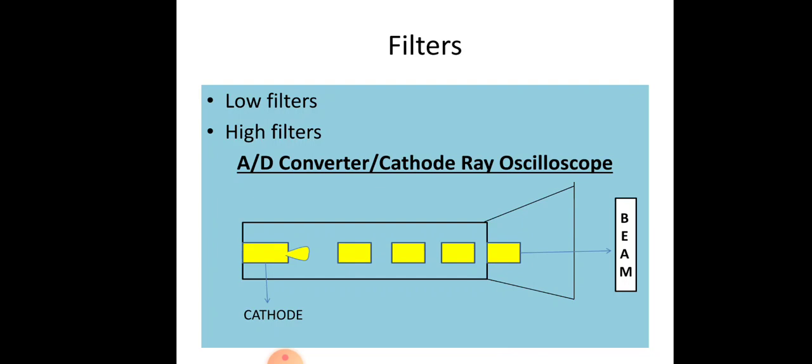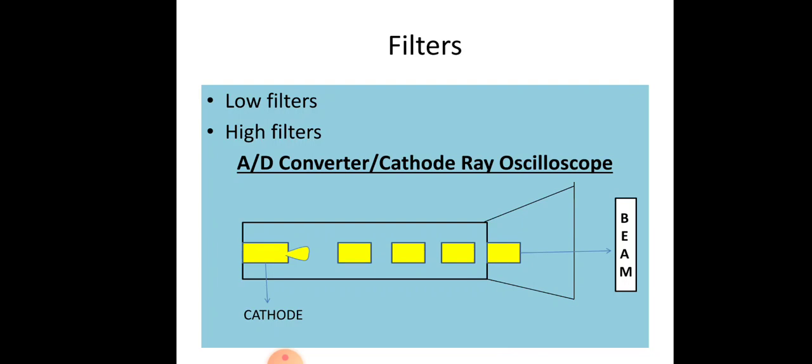So there are two types of filters. One is low pass filters and one is high pass filters. Going by the name, low filters limit high frequency artifacts and high filters limit low frequency artifacts. Just remember these two. Coming to the AD converter or the cathode ray oscilloscope.